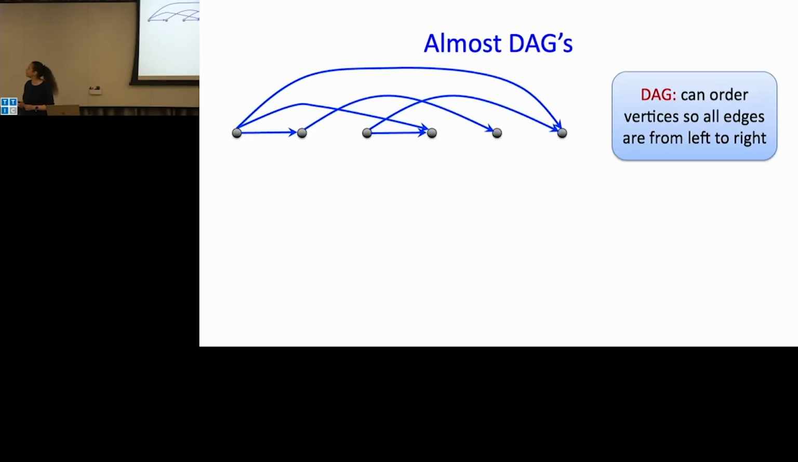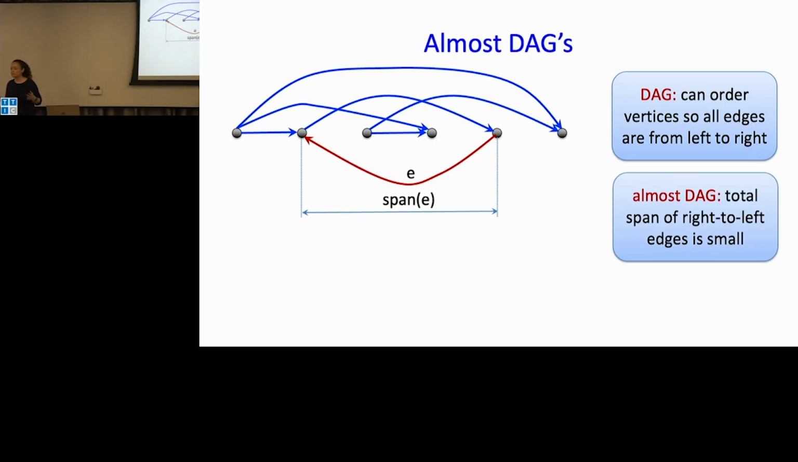So before I talk about almost DAGs, I need to remind you what a DAG is. A DAG is a directed acyclic graph, it has no cycles. And then we know that we can order the vertices of the DAG from left to right, so that every edge becomes directed from left to right. What's an almost DAG? In an almost DAG, we allow some edges to go from right to left. And then I'm going to define the span of such an edge to be the distance between its endpoints in this ordering. So it's how many vertices sit between the two endpoints plus 1. In this case, it's 3. And intuitively, almost DAG means that the total span of all right to left edges is relatively small.